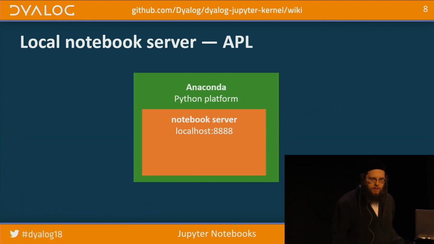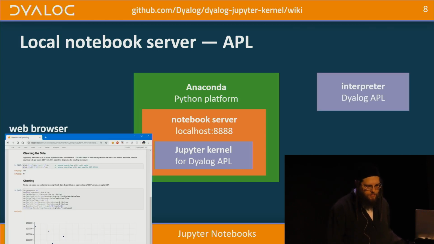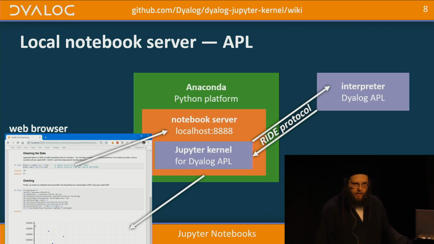And so when we do it in APL, we start off with the same thing. We have the Anaconda platform, we have the server running, that's all the same. But we now have the Jupyter kernel for Dyalog. And of course, we have a Dyalog interpreter running on the side. And then we have the web browser, and everything just works exactly the same way, and we get the results back. Interesting to notice is that between this kernel and the interpreter, we're using the RIDE protocol, which was really made for RIDE to be able to communicate with the interpreter.